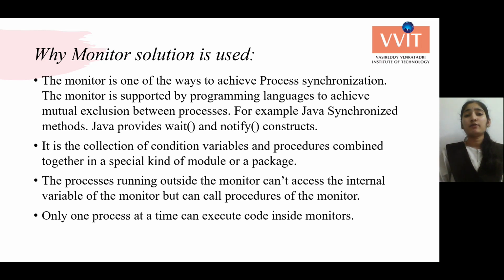We have four types of solutions to solve critical section problem. First, what is a critical section problem, right? No two processes can enter into critical section at the same particular time. So to solve the critical section problem, we have four types of solution and the monitor solution is one of the solutions. The monitor is one of the ways to achieve process synchronization.